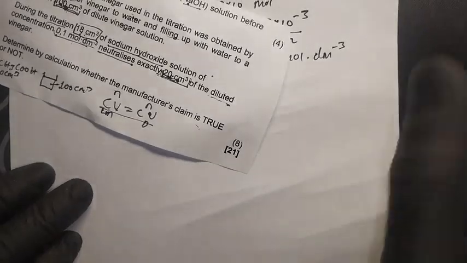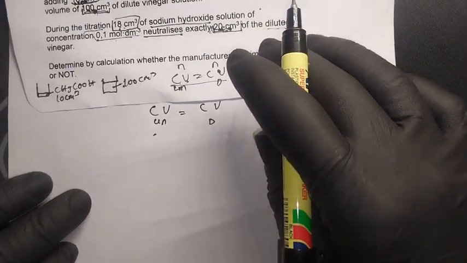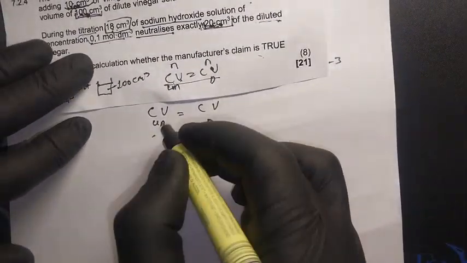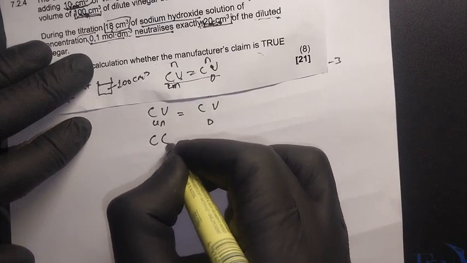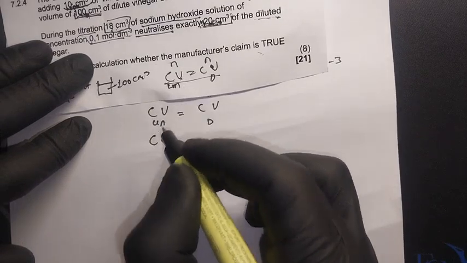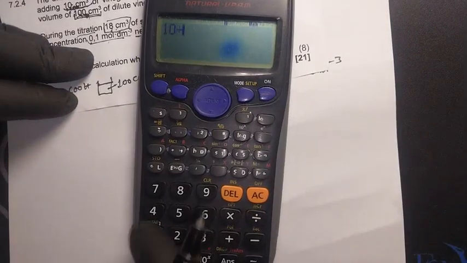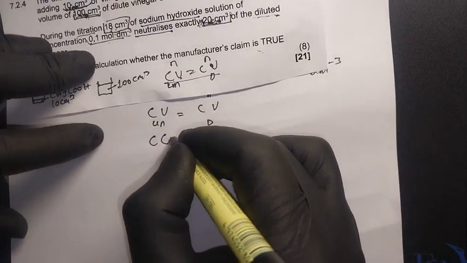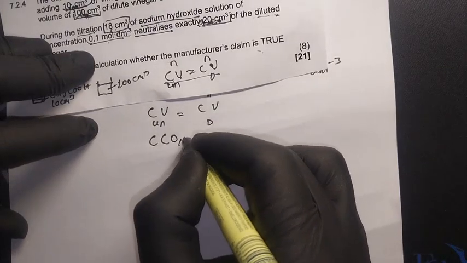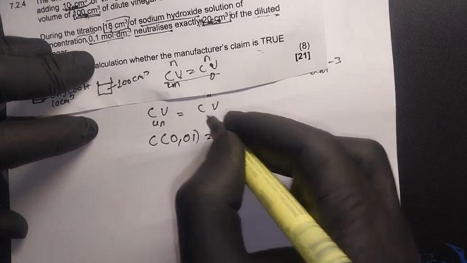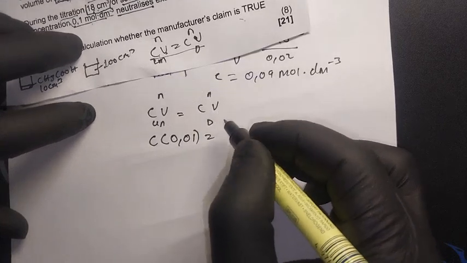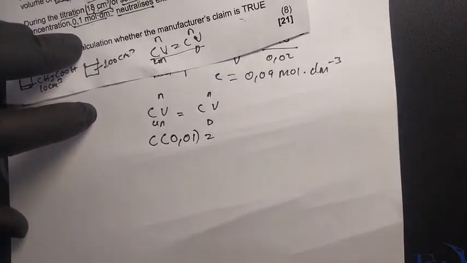We are looking for the concentration of the undiluted one, so we say C times the volume for undiluted, which is 10 divided by 1000. 10 divided by 1000 gives you 0.01. So 0.01 equals the concentration of the diluted one times 100, which should be 0.1.